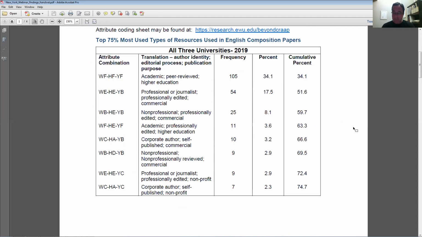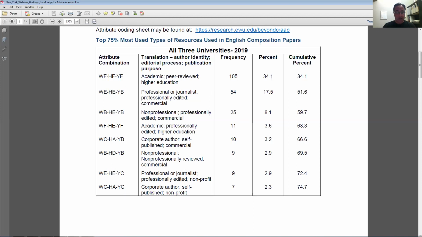The first thing I wanted to talk about briefly was what types of resources students are using. Nearly 75% of all of the resources that we classified used only 8 attribute combinations. Just for comparison's sake, we did publish a similar paper earlier this year in College and Research Libraries. It was a pilot study that used papers only from one university. In that case, 14 different combinations were used to cover roughly 75% of the references. Whereas in this study, with a slightly smaller sample, about 75% of all of the references came from these 8 particular combinations.